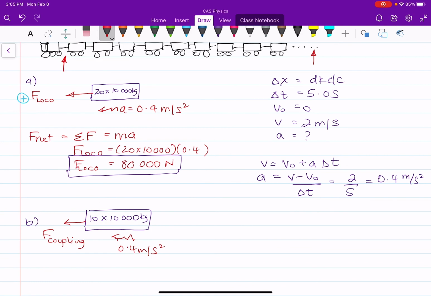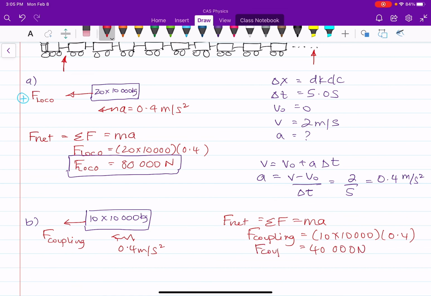So when we do the math on this, Fnet equals the sum of the forces, which equals ma. So now the coupling force is going to equal just 10 times 10,000 times 0.4, which equals 40,000 newtons. So the force of coupling is 40,000 newtons in the second case. And you can see how that could apply to any car. It just happens to have been half, but I could have said between the 5th and the 6th car, or any car, and it would have been effectively just as easy.